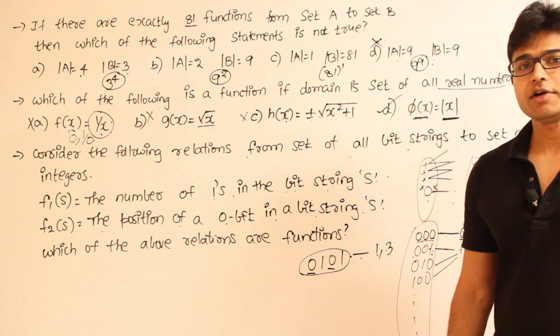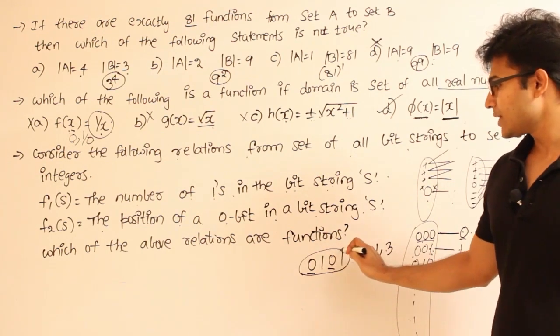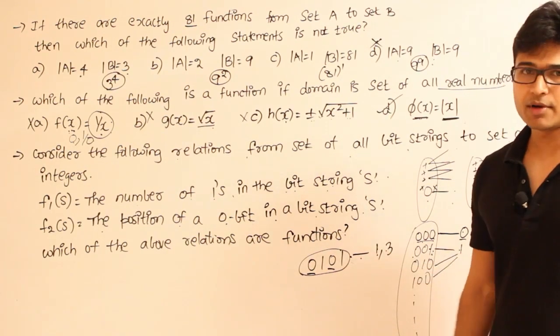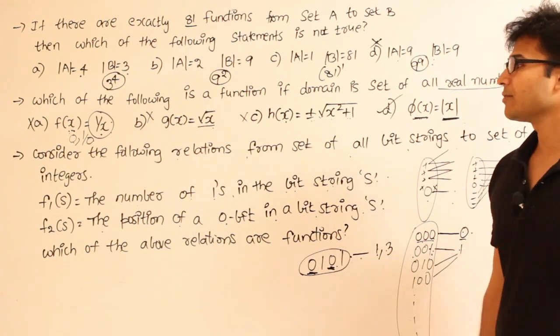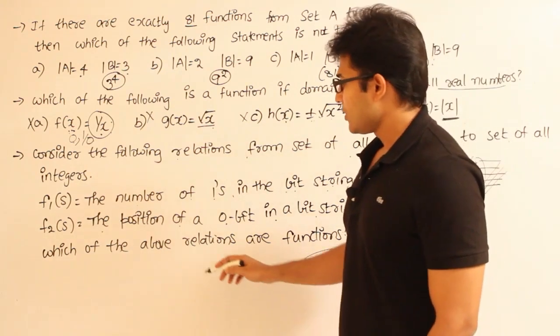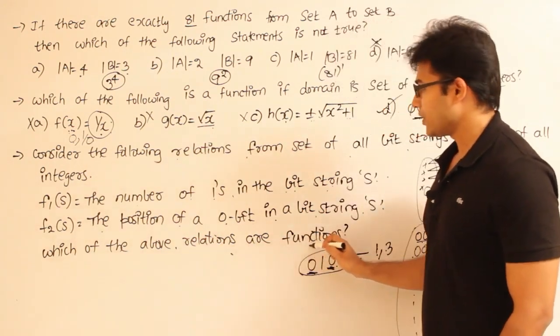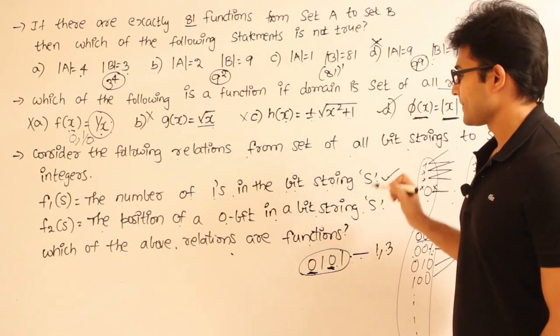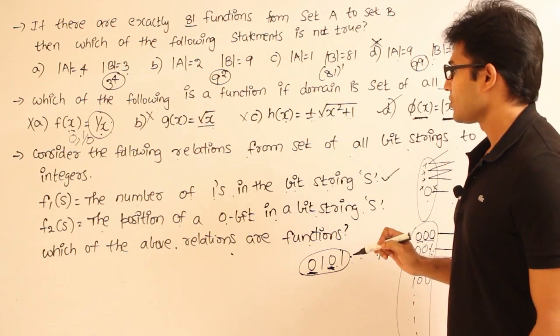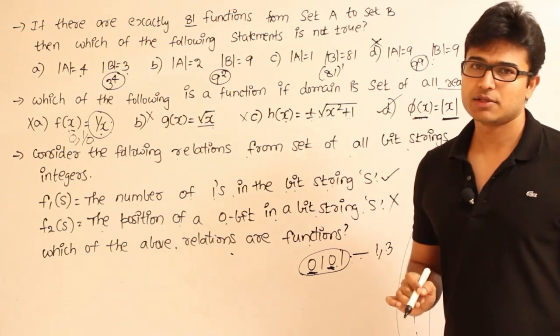So what is the definition of a function? Every string should be assigned to only one number, but in this case, this string is assigned to more than one number. Therefore, what is the question here? Which of the above relations are functions? So f1 is a function, but f2 is not a function. That is the meaning of it.